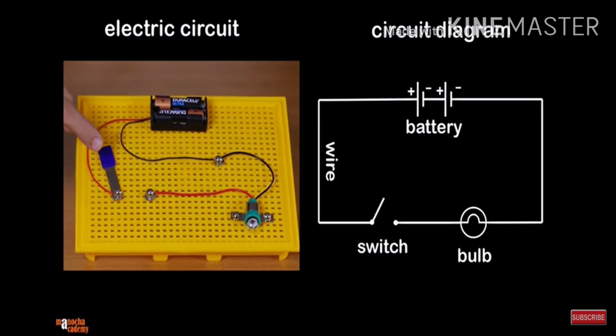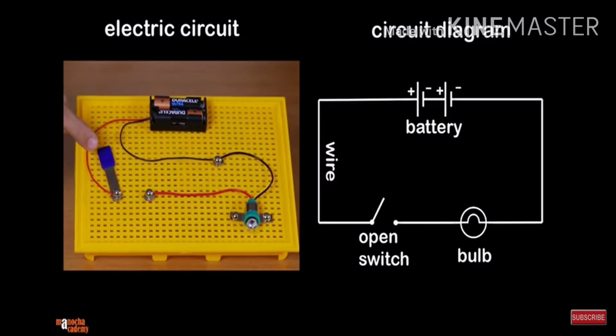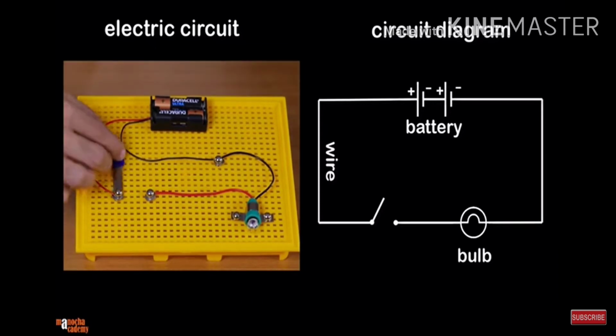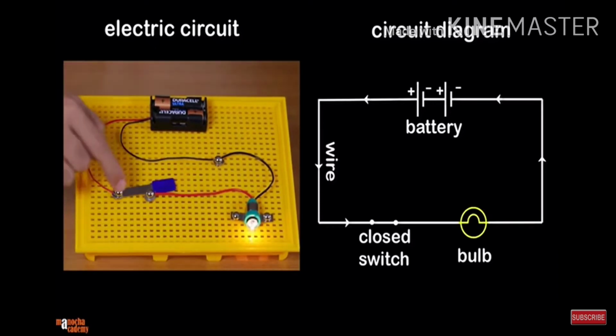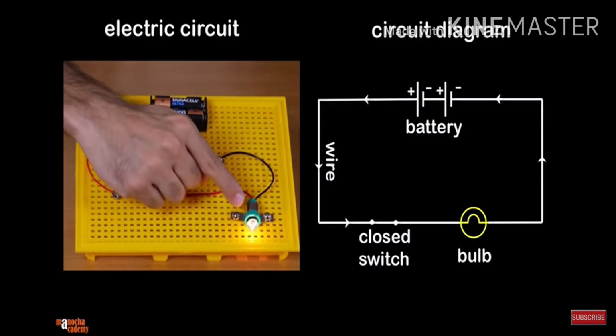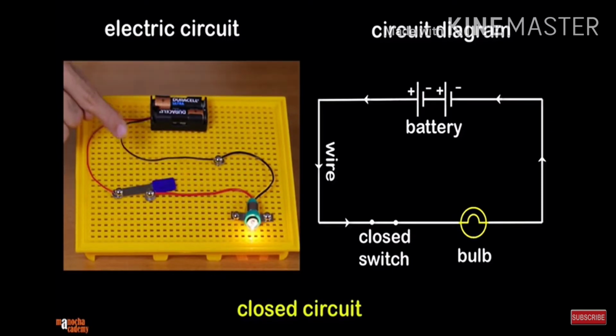as a line, like a gate. When the switch is open, it is not connected to the terminal, then it is called an open switch or open circuit. Now the bulb will not glow. When you close the switch, there will be a flow of current through the wires, so the bulb will glow. It's called a closed circuit. Now, you understood the concept of electric circuit.